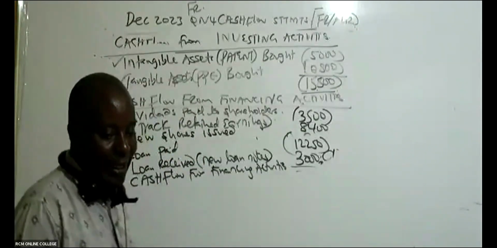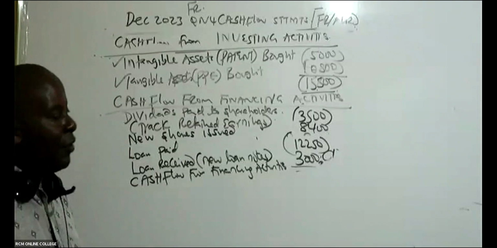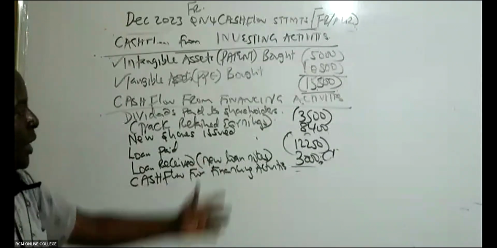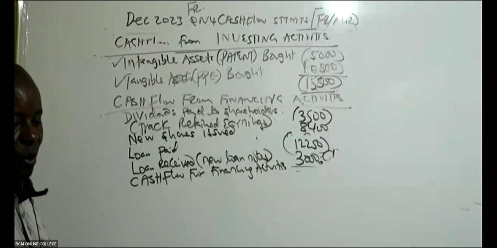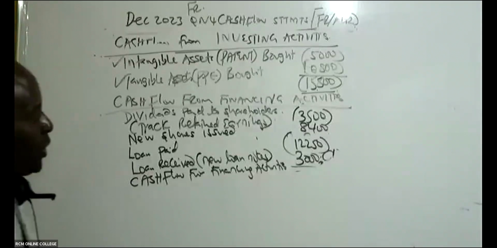You add 3,000. Yes. So now, Chogo, please work it out very fast. We should be able to see whether our cash flow is balancing.